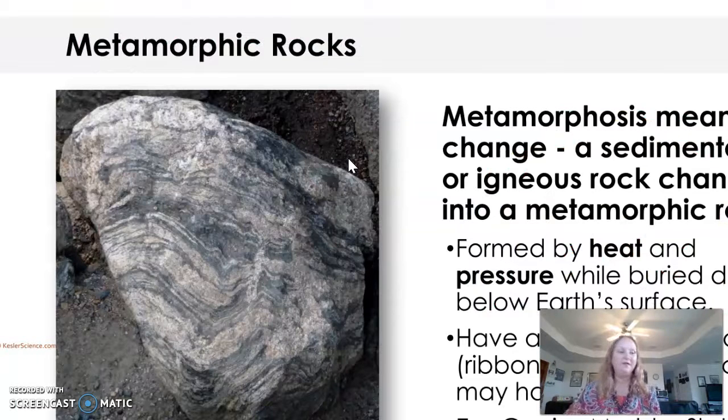Metamorphic rock. You have your sedimentary rock, and that sedimentary rock undergoes heat and pressure over time, and it becomes a metamorphic rock. It's going to have layers such as gneiss, marble, and slate. Because of that heat and pressure, while it's buried deep below Earth's surface, it will have very specific layers that you can see.